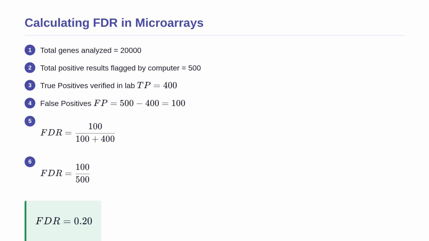First, we find the false positives by subtracting the 400 true genes from the 500 total flagged genes, giving us 100 incorrect predictions. We plug these values into our formula, dividing 100 by the total 500 flagged genes. The result is 0.20. This means 20% of the computer's predictions were completely wrong, proving why physical verification is always required.